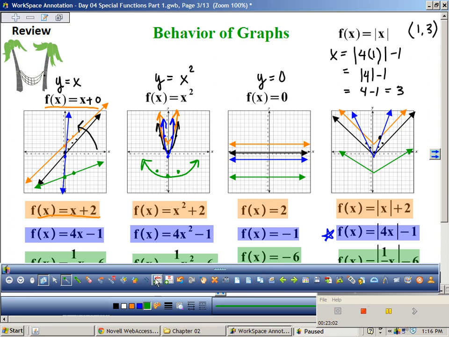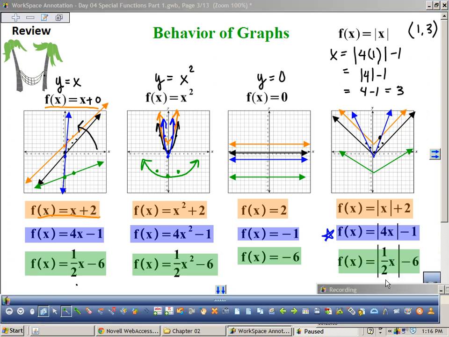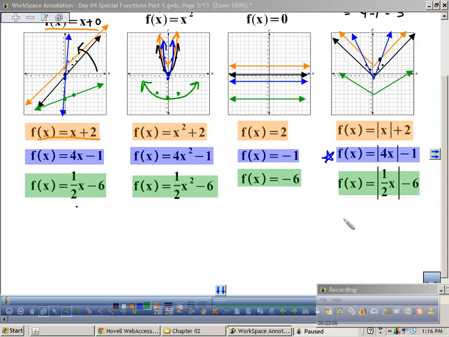Let's look at this one. I'll do the green one. If I were to substitute in 2, f of 2, that would be the absolute value of 1/2 times 2 minus 6. 1/2 of 2 is just 1, right? Minus 6 equals -5. So over 1, down 1, 2, 3, 4, 5.